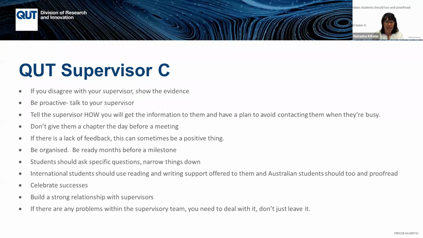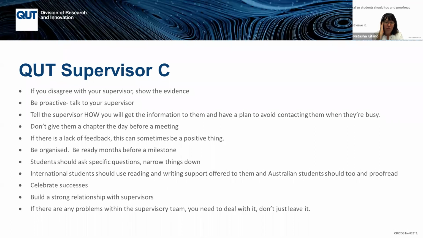So this supervisor says, if you disagree with your supervisor, show evidence, okay? Be proactive, talk to your supervisor. Tell the supervisor how you get the information to them and have a plan to avoid contacting them when they're very busy. So this supervisor wants you to have that plan. Don't give him a chapter the day before a meeting. I think that's really good advice as well. So, students will wait to have their perfect draft and send it the day before, and the supervisor may not have time to look at it.